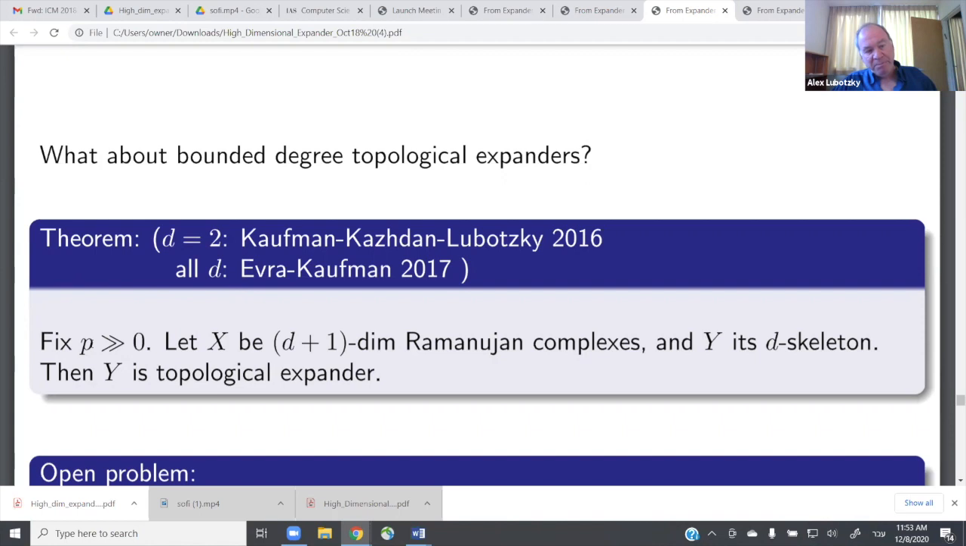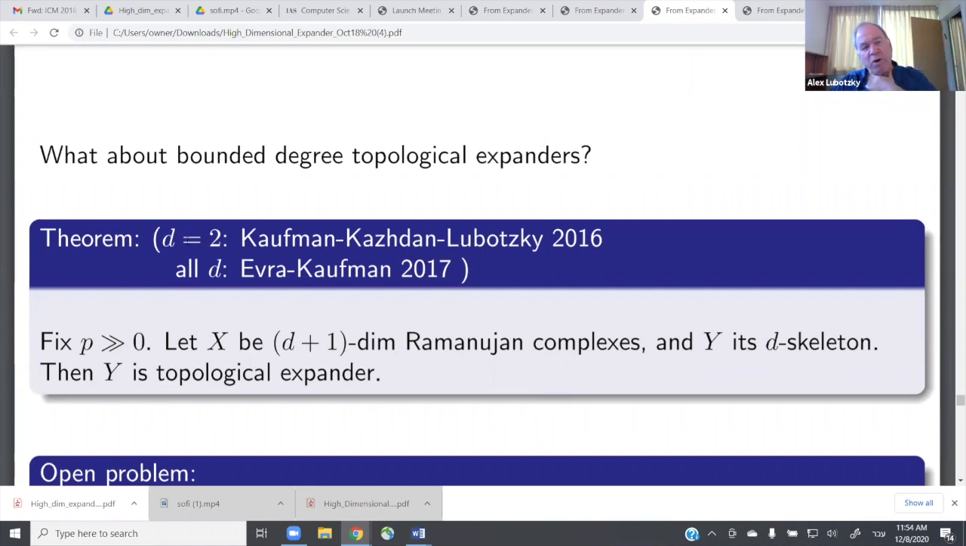But you fix P, and then look at the following strange formulation of the theorem. Let X be a D plus 1 dimensional Ramanujan complex, not D dimensional. You take a D plus 1 dimensional Ramanujan complex, and let Y be its D skeleton.